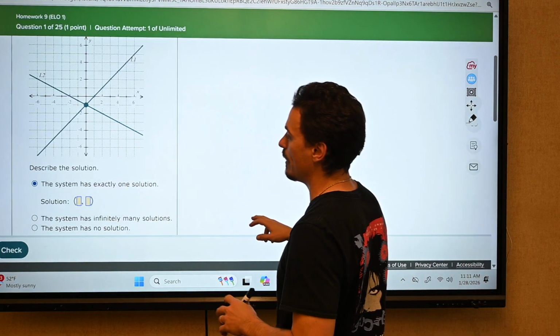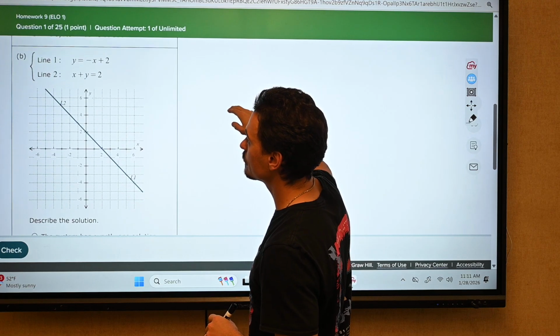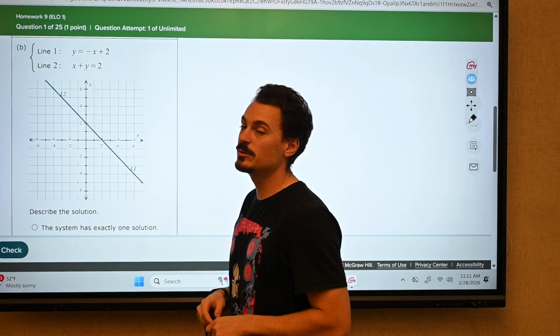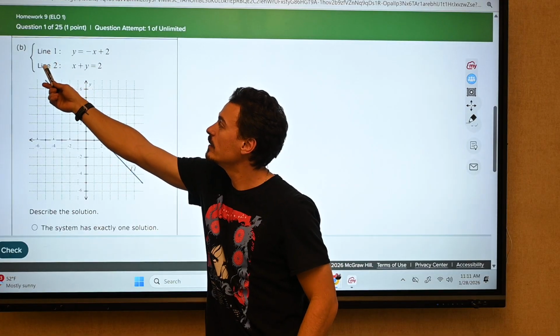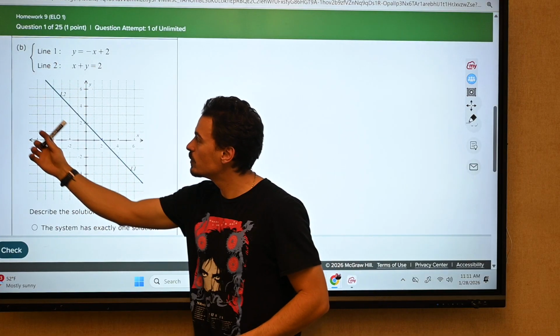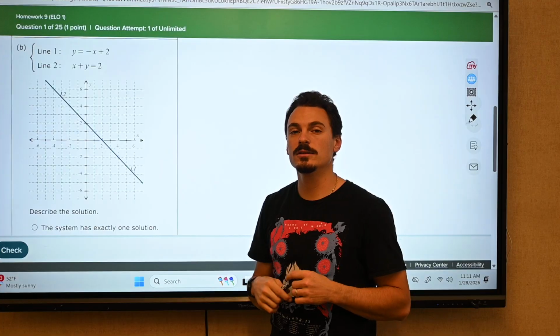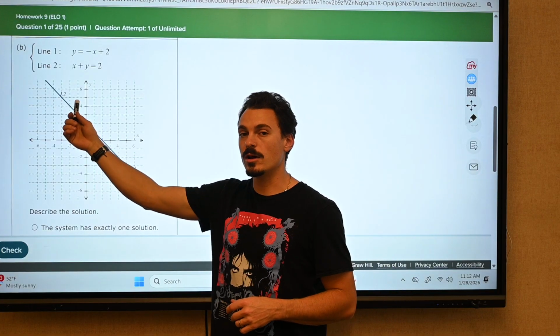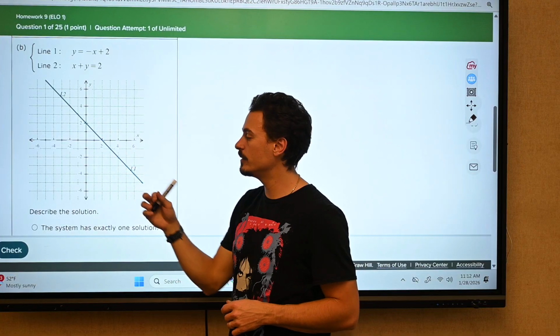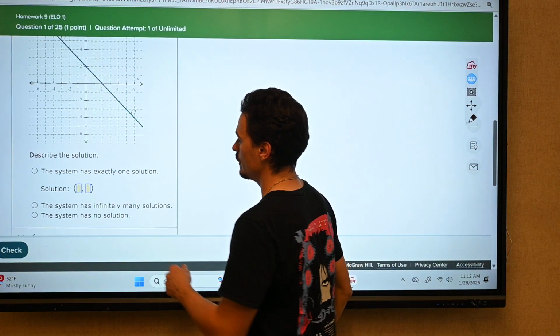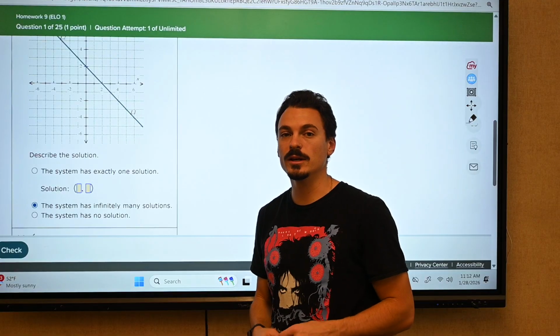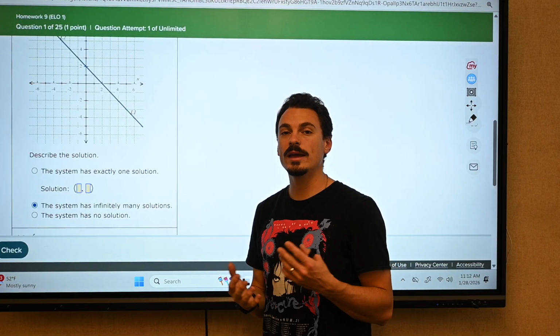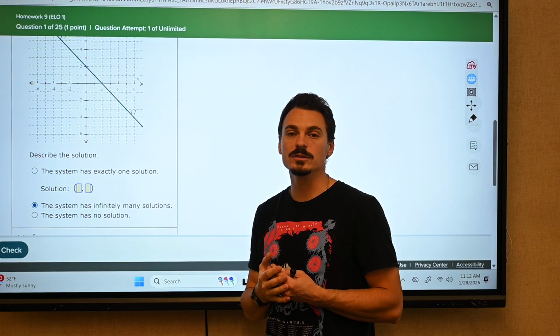Awesome. Now, right here, it says we have two lines, line 1 and line 2, but it only shows one line, which means they're the same line. They're right on top of each other, which means they're crossing at every single point on the graph. Whenever this happens, you have infinitely many solutions, because they're always crossing. So they don't only have one solution, they have infinite solutions, because they're always crossing.